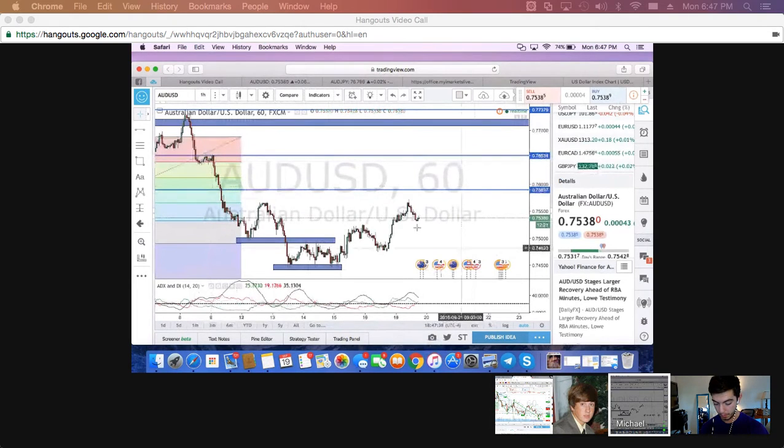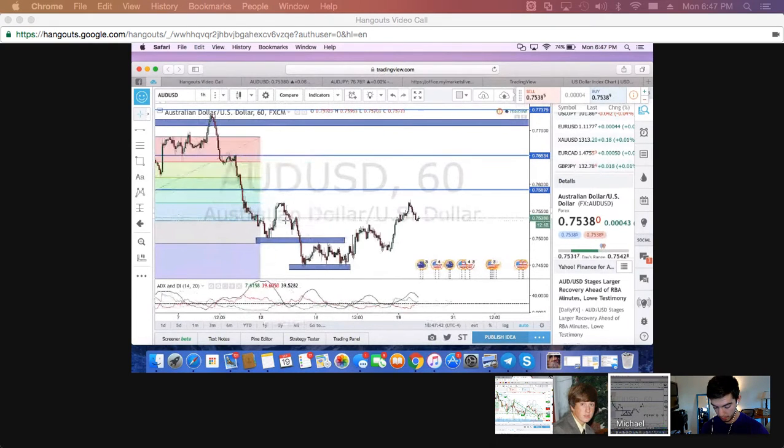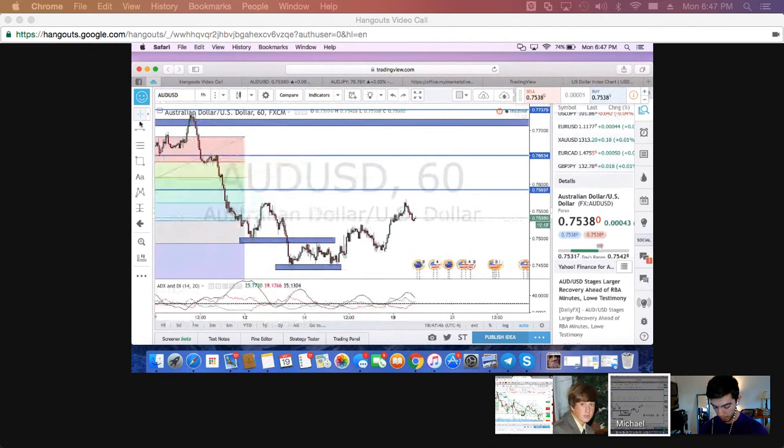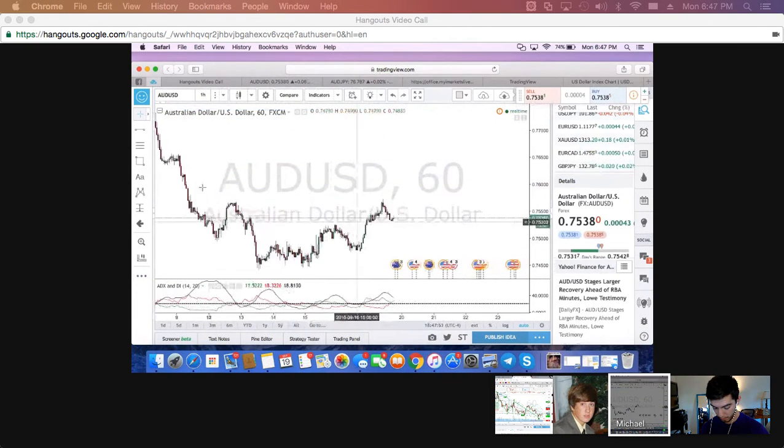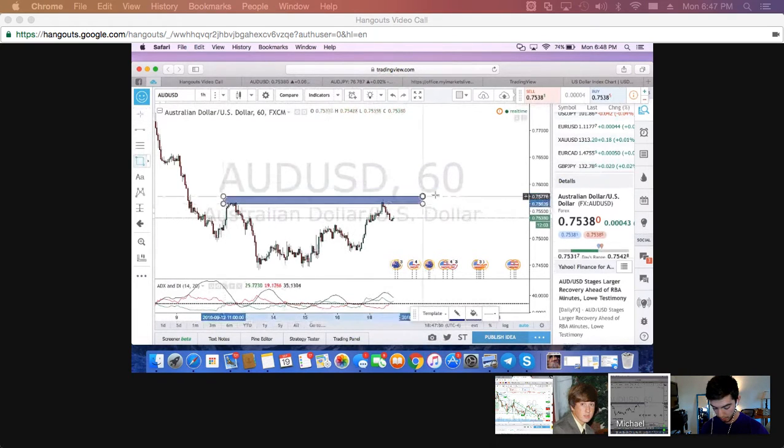We're only looking for this move. We're only looking for one move. So you don't really have to look that far back. You can just kind of draw. Let me delete everything. So right here it's obvious that this is a zone where it failed to break. So this is going to be a supply zone. This is going to be a supply zone.